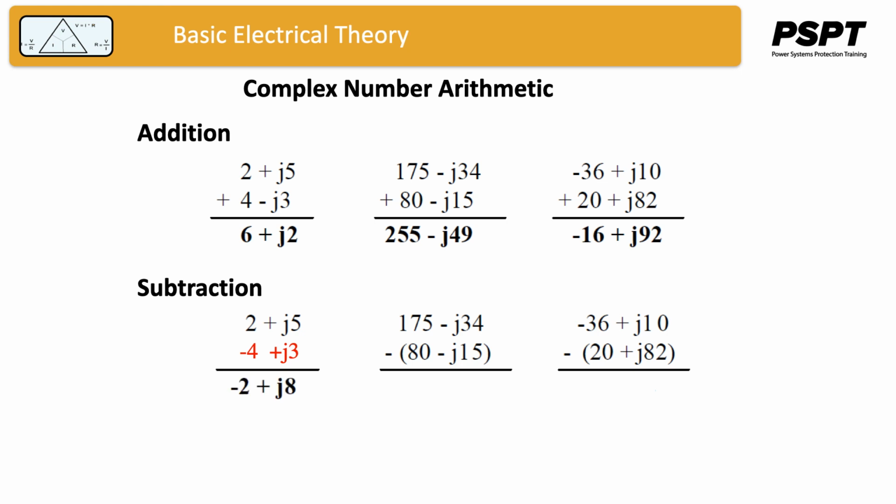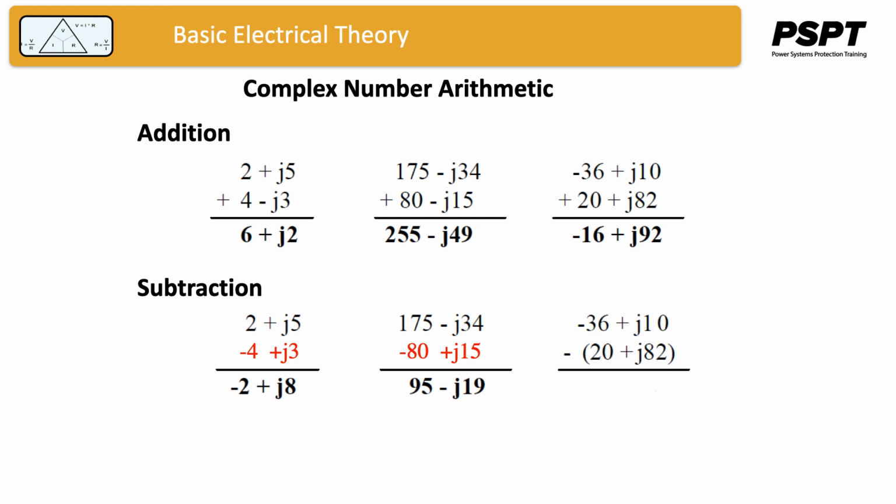In the middle one, you've got 175 minus J34, and you're going to subtract 80 minus J15. So you could change the sign of that phasor. So now you would have minus 80 plus J15. So 175 minus 80 would be 95, and minus J34 plus J15 would give you minus J19.